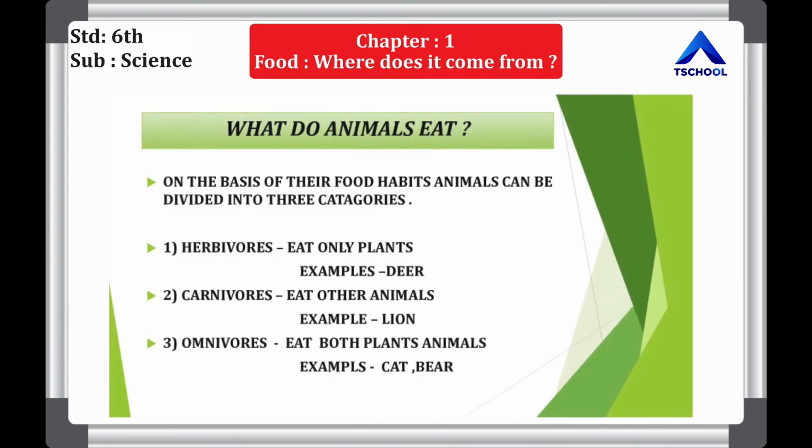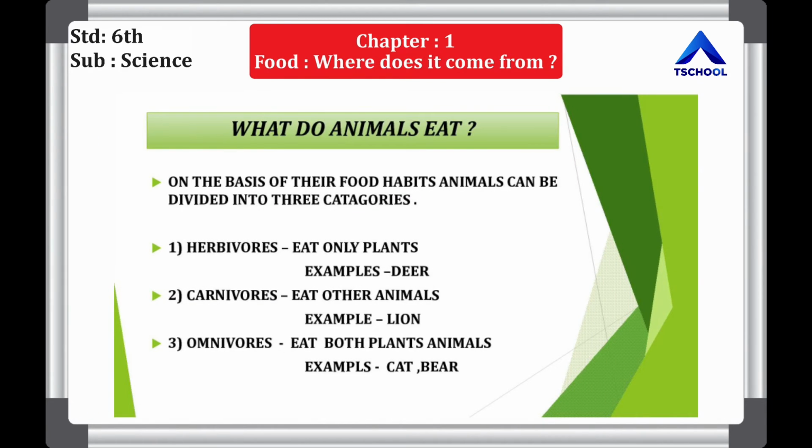Now it is time to discuss what do animals eat. For animals, on their food habits there are three categories. Number one, herbivores. Herbivores are the animals that only eat plants and their parts, for example, deer. Number two, carnivores. The animals that only eat other animals and their flesh, for example, lion.